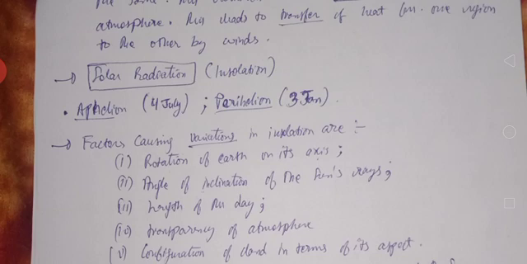Aphelion occurs on 4th of July. Aphelion is the point when the distance between the earth and the sun is the maximum. So it is on 4th of July. And perihelion on 3rd of January. Perihelion is when the distance between the earth and the sun is the minimum.